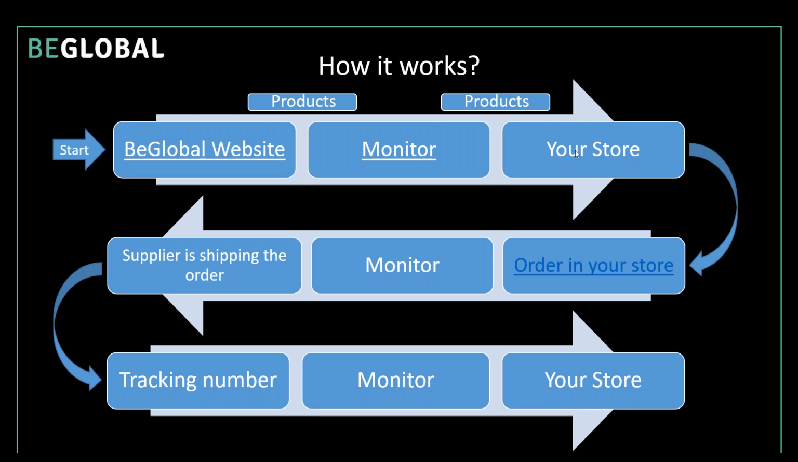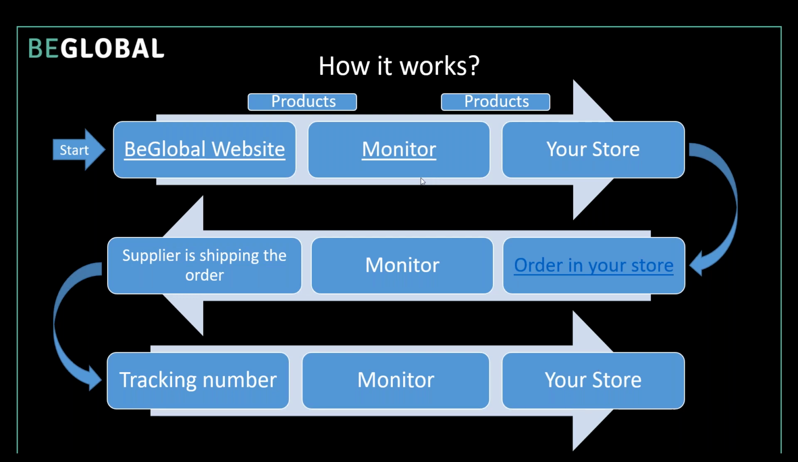I will show you how to do that. Once you have an order, the order comes in from eBay to your monitor. And after the supplier ships the order, the tracking number goes from the price monitor back to your store. This is actually the circle of how things work, in the basics.